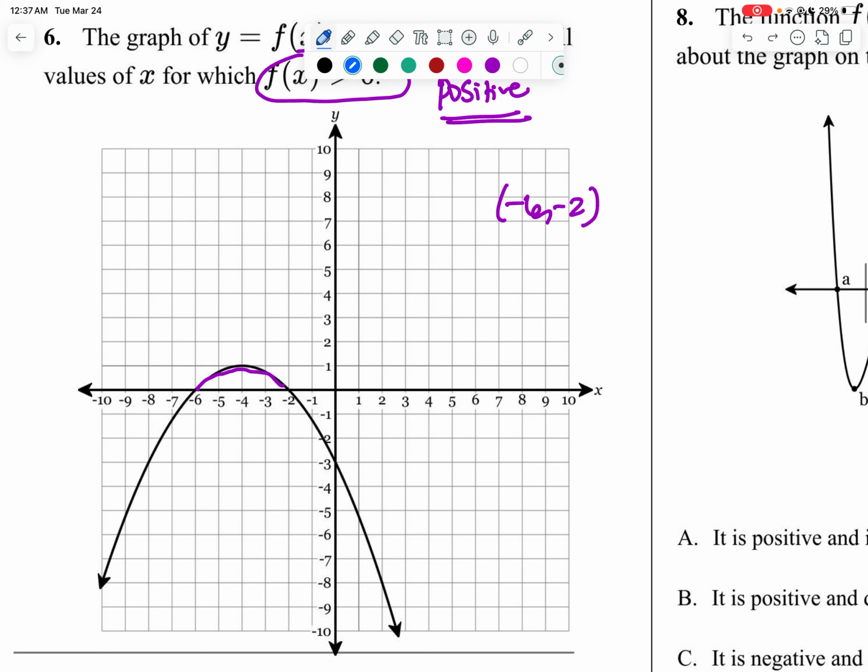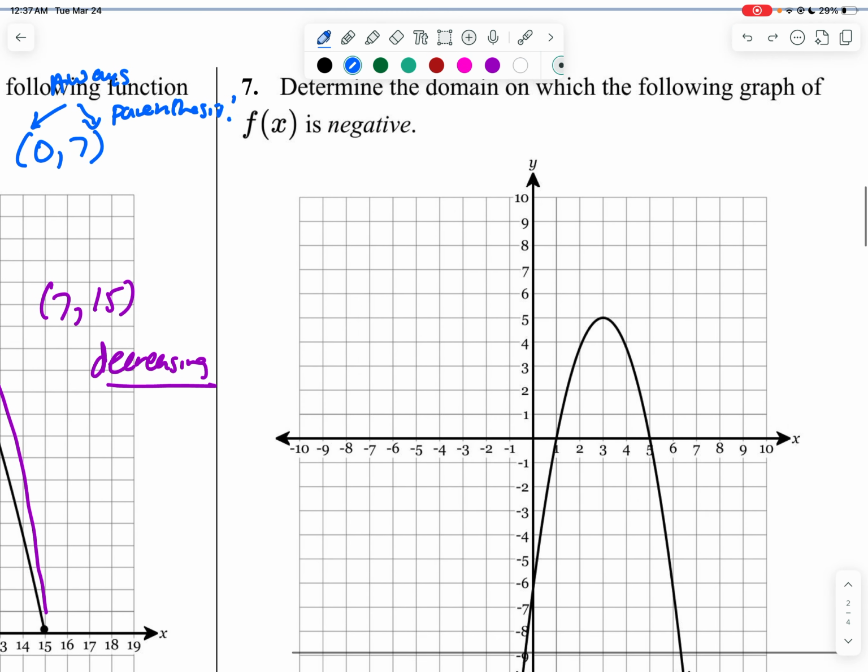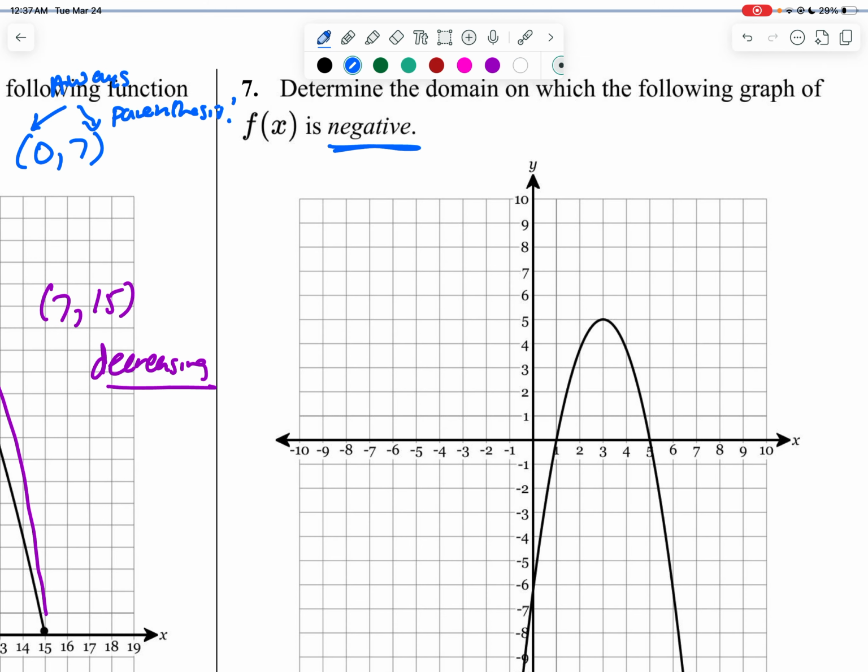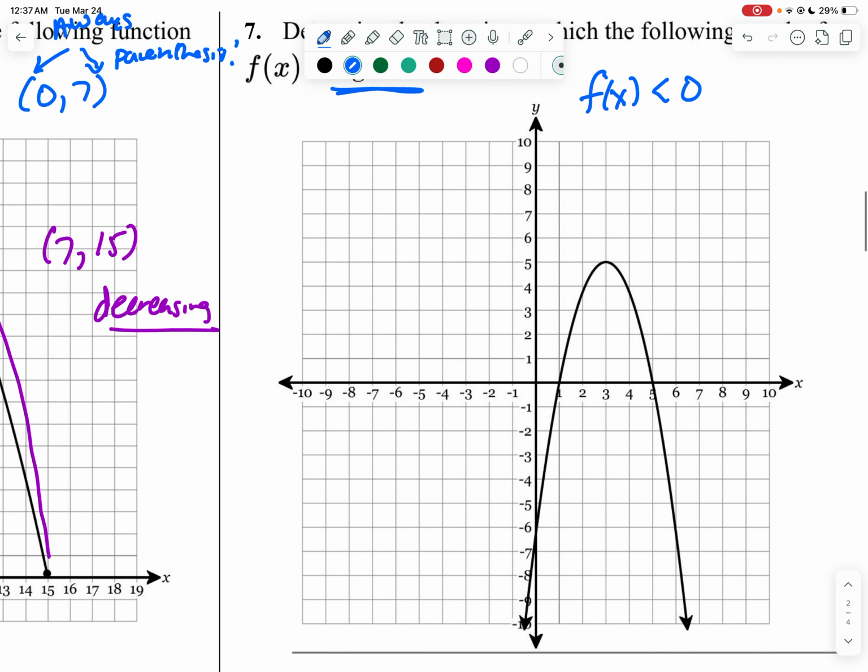So remember, greater than 0 means that I am positive, I'm above the x-axis. If I said, once again, maybe it's this one. If I said when f of x is negative, this is saying f of x is less than 0, aka what's below the x-axis. So we're below the x-axis here and here.